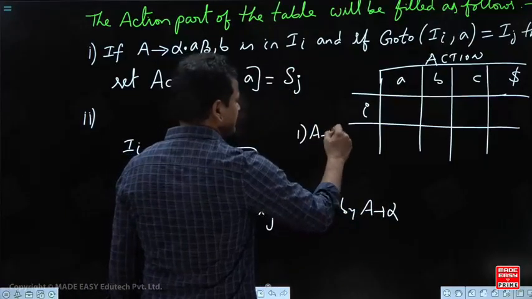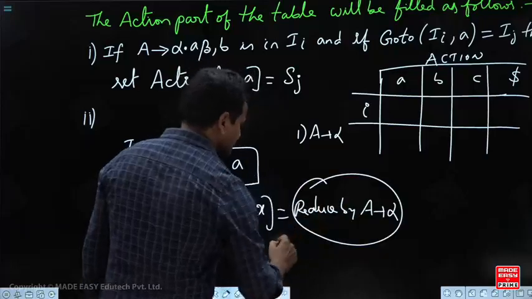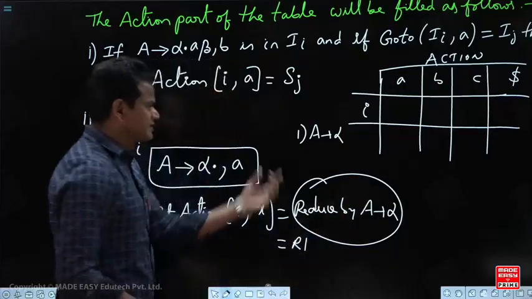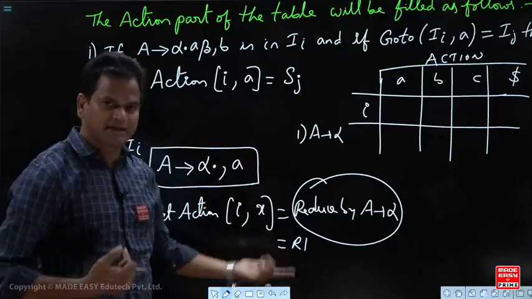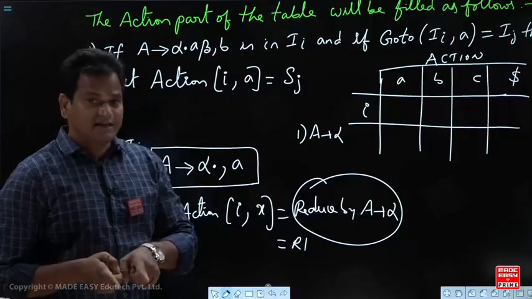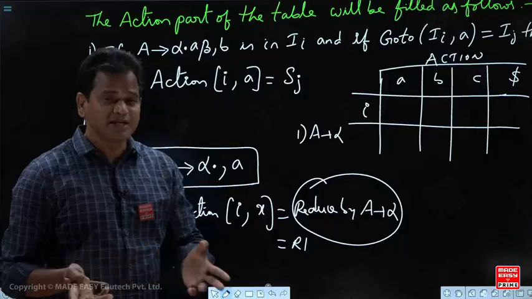Suppose A derives alpha is production number 1, so instead of writing this much lengthy, we wrote R1. If it is number 2, we wrote R2. You remember? That is what we have done in the case of SLR(1). But here in CLR(1), it is easier.